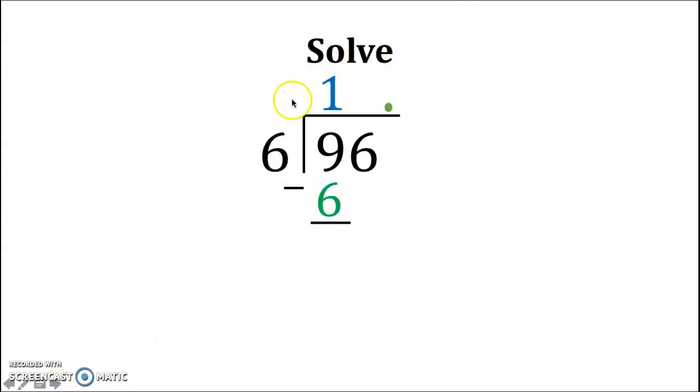Now we need to multiply. 6 times 1 is 6. Next step is subtract. 9 minus 6 is 3. Last step is bring down.